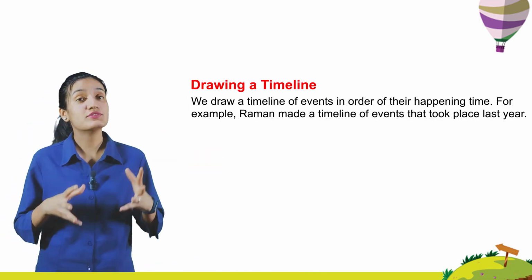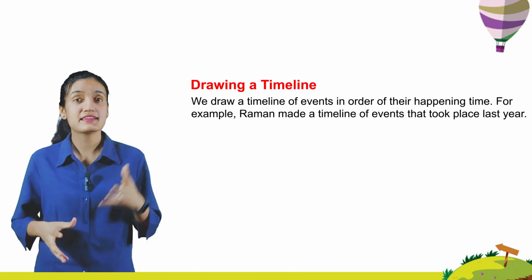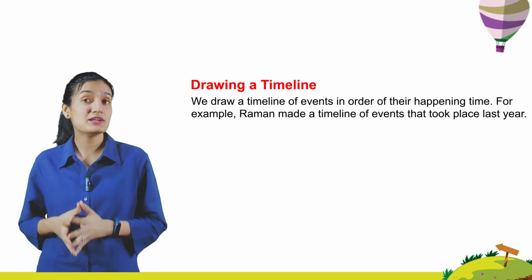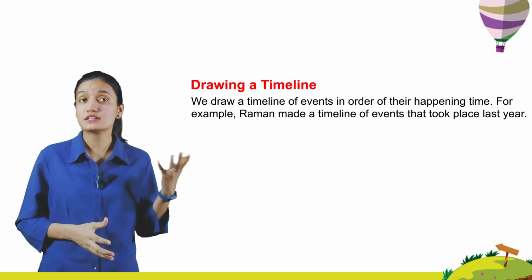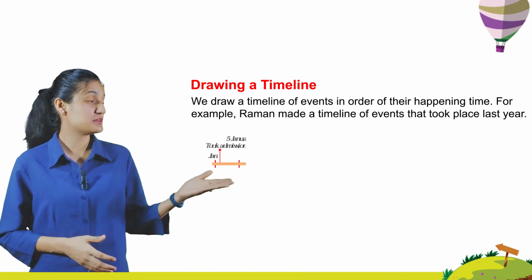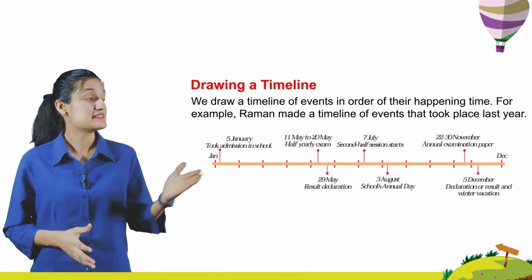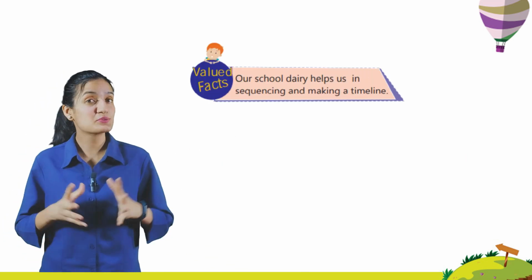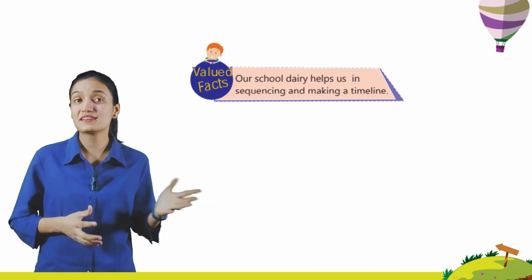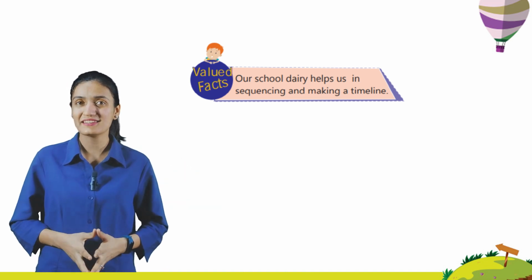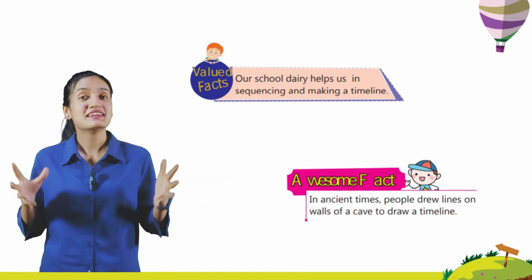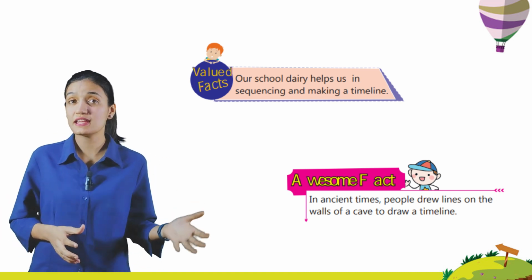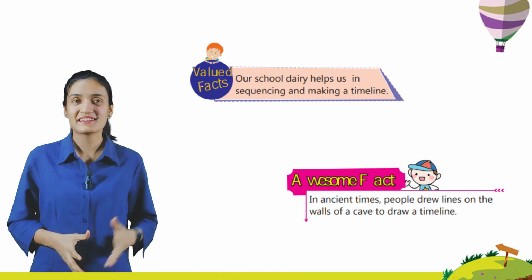Drawing a timeline. We draw a timeline of events in order of their happening time. For example, Raman made a timeline of events that took place last year. Here you can see the picture of the timeline that Raman has made. Valued facts. Our school diary helps us in sequencing and making a timeline. Awesome fact. In ancient times, people drew lines on the walls of caves to draw a timeline.